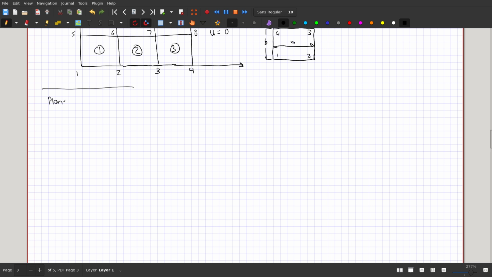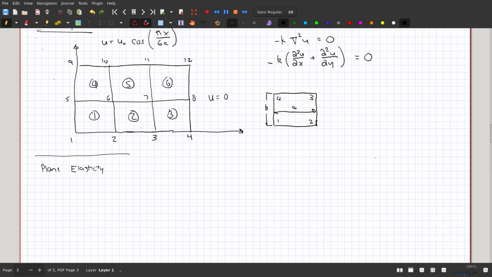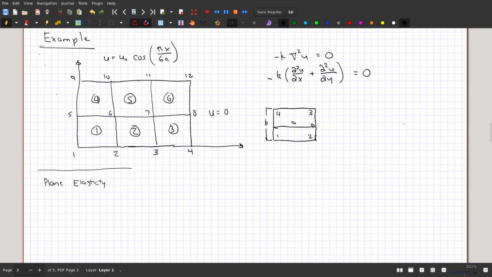Plane elasticity. Oh, I guess just backing up to this problem, right? So the homework problem is very similar to this. It's just instead of elements, it has triangles. So you have to, and you already know what the triangle element stiffness matrices are, right? So it should be pretty straightforward.